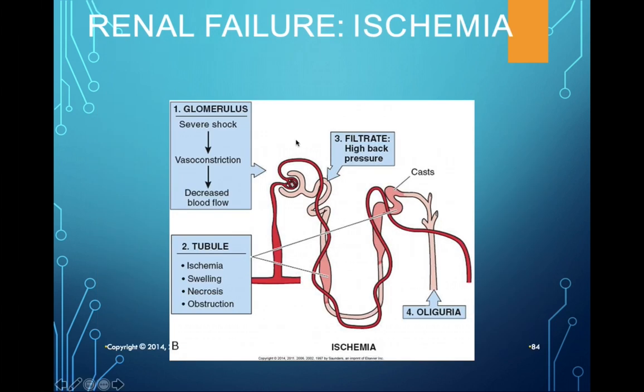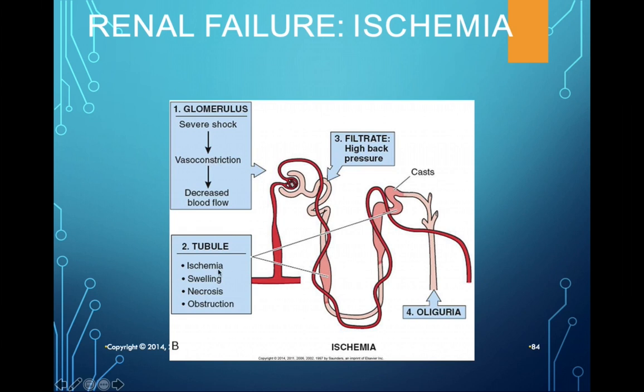With renal failure, you have severe shock, right? This is the glomerulus here. This is Bowman's capsule. So you have blood that comes in the afferent vessel and then blood that leaves the efferent after it's filtrated, or it continues to become filtrated in the tubules until urine is formed. But there's vasoconstriction, which decreases the blood flow.